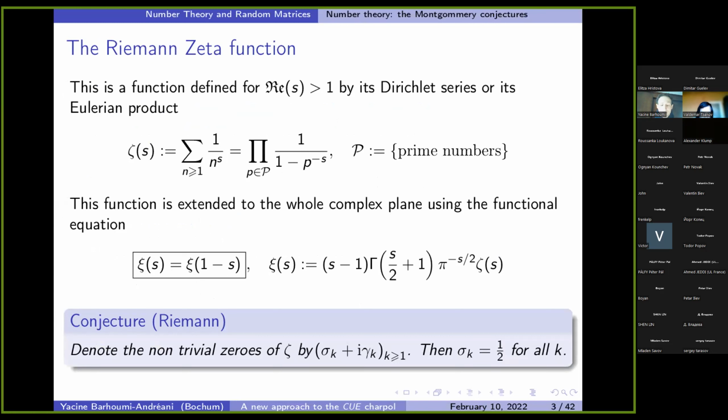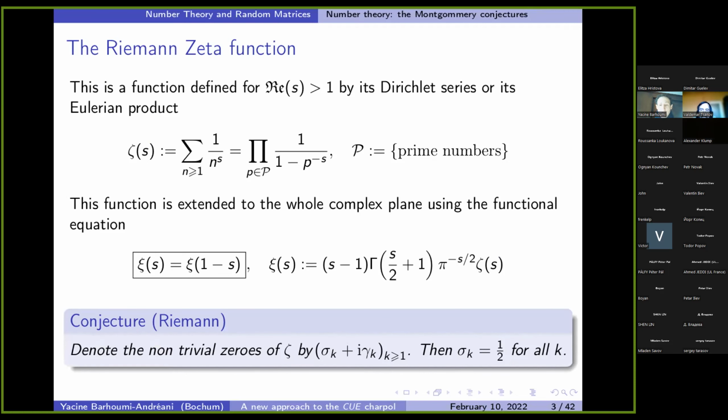Okay, so the motivation starts with number theory, and the only thing we really need is the definition of the Riemann zeta function. So you have this sum, the Dirichlet series, or the Eulerian product. This is the product, which is the most interesting part here. Of course you can extend it to the complex plane. And there is the famous Riemann hypothesis that states that the non-trivial zeros have real part equal to 1/2. So the zeros are sigma_k plus i gamma_k. I will use this gamma_k notation.